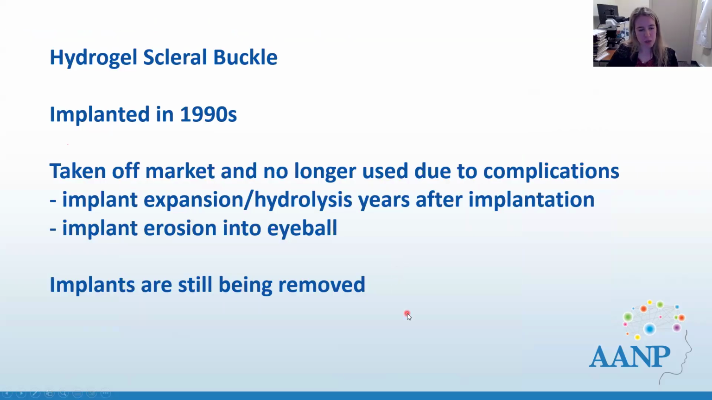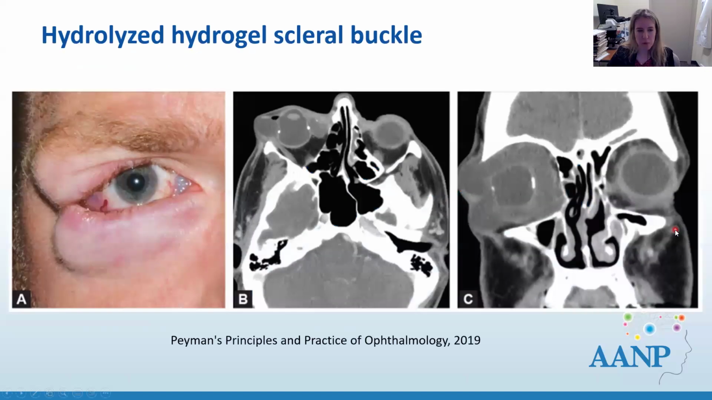And then the other thing I wanted to touch upon is hydrogel scleral buckles. There's a specific kind of hydrogel scleral buckle that was implanted in the 1990s. I'm not going to mention the name, but the company was in the Northeast, and the buckle was taken off the market and no longer used because the implant would expand, and this could be years and decades after implantation, and start squeezing the eyeball, eroding into the eyeball. So even to this day, we are removing them on a pretty regular basis when patients come in. So no longer on the market, but we definitely see these in specimens.